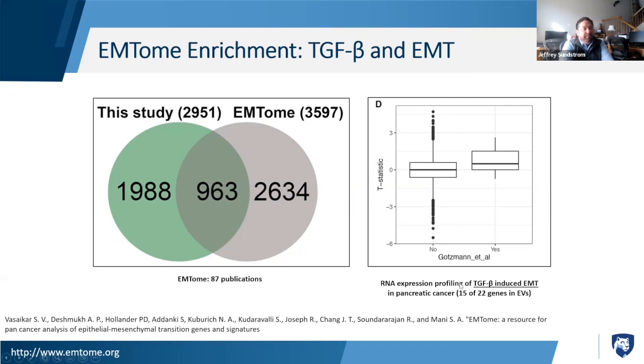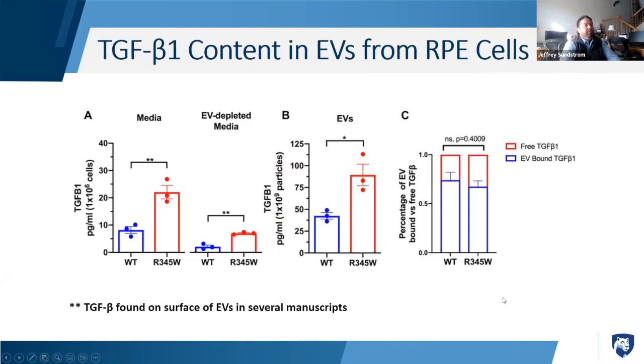And even more impressive to us, one of these 87 manuscripts looked at the effect of TGF-beta induction of EMT, and 15 of the 22 genes in that manuscript were found to be altered in our EV groups. So that sort of triggered us to look at TGF-beta as a possible mediator of this process.